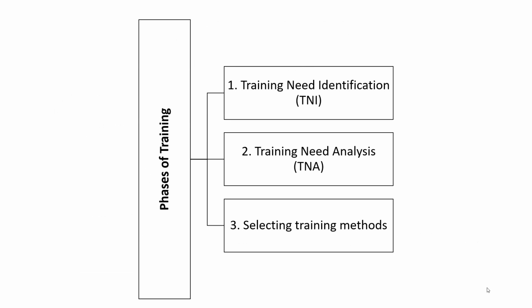Now let's look at the phases of training. Training need identification, also known as TNI. A problem exists when there is a difference between desired performance and actual performance. Thus, training needs identification helps to match a training program to a training problem, meaning it helps to determine whether training is an appropriate action to solve the problem.